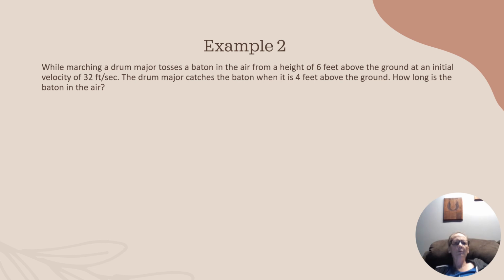In example 2, a marching drum major tosses a baton in the air from a height of 6 feet above the ground at an initial velocity of 32 feet per second. He catches the baton when it's 4 feet above the ground. How long is the baton in the air? We're going to start by writing the equation for a thrown object: h, the final height, equals negative 16t squared plus v0 times t plus h0.